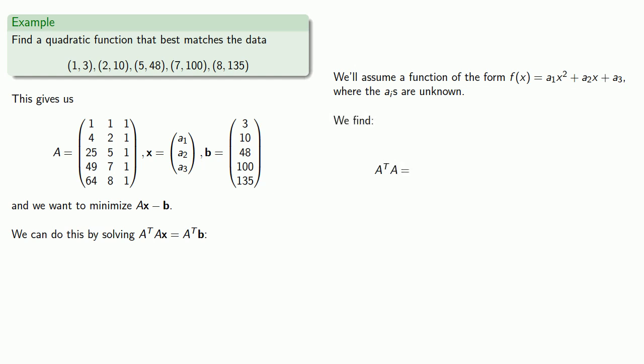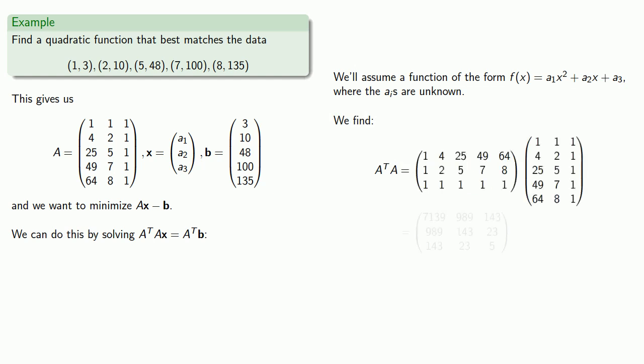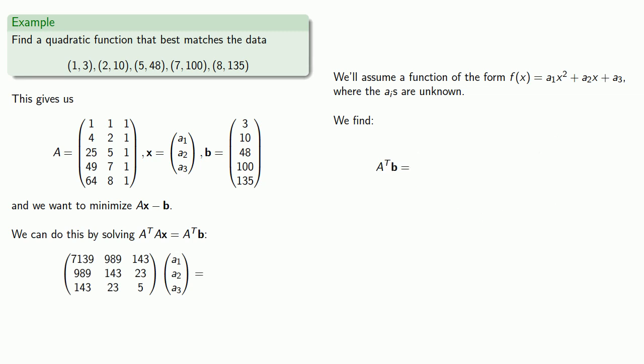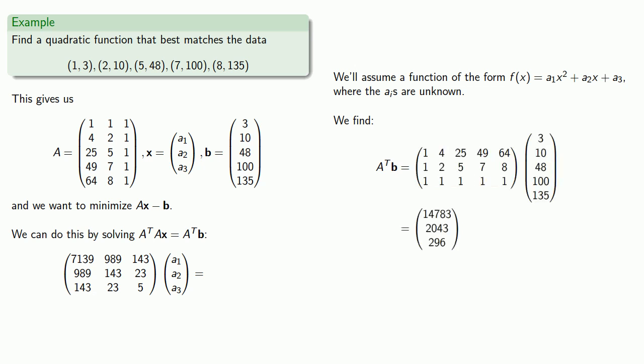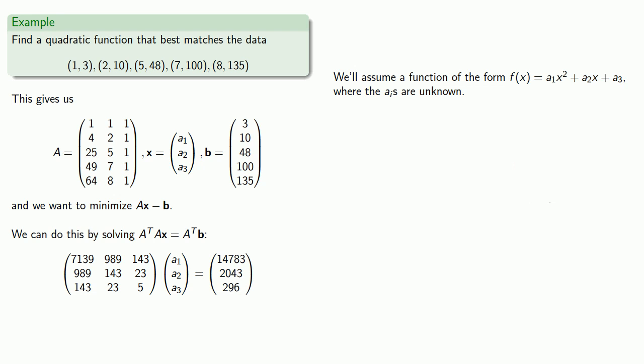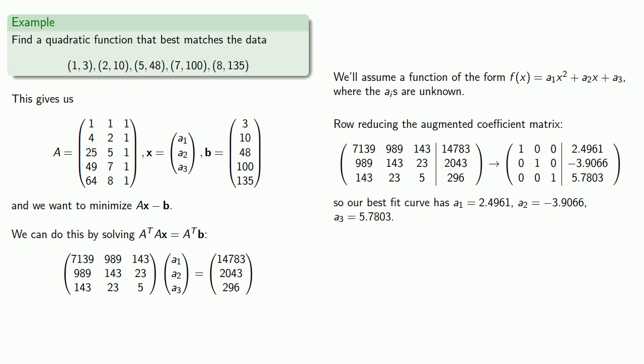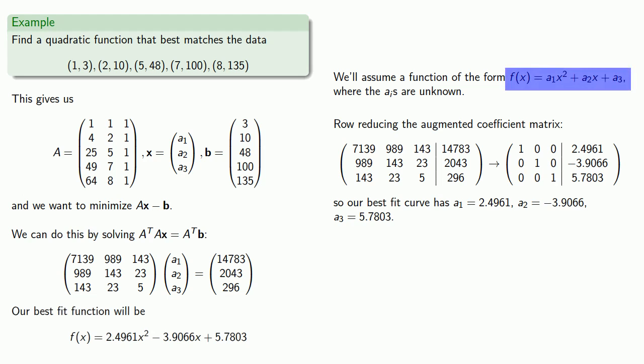So let's find A transpose A. A transpose b. Now we can row reduce the augmented coefficient matrix. And that gives us our solutions for a1, a2, and a3. And since those are the coefficients of our best fit function, we can write down our best fit function.